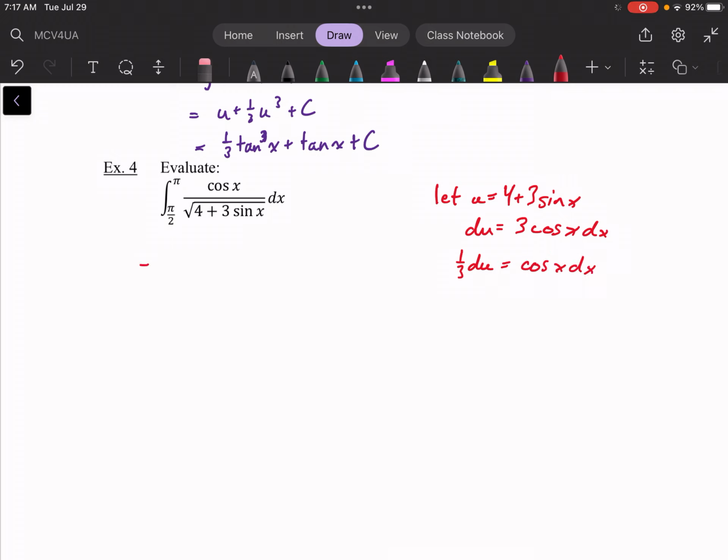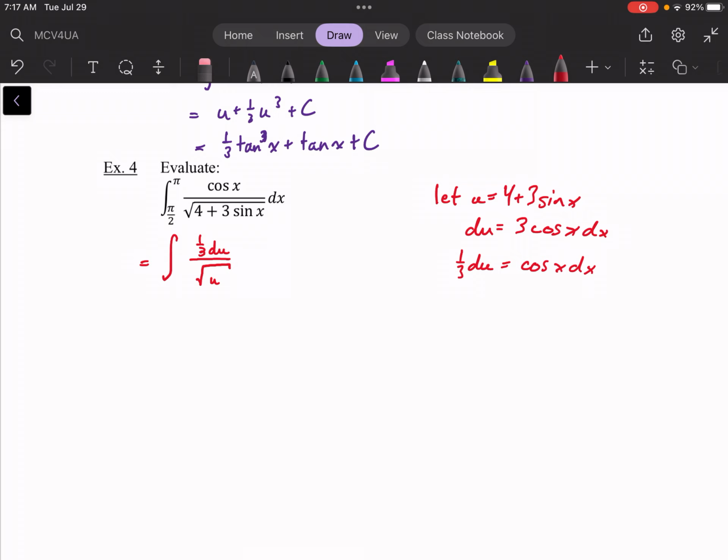And now I'm going to change this integral. I'm not going to write the bounds yet, because the bounds have actually changed. I'm going to show you how this changes. So the cos x dx is just getting replaced by 1/3 du, and the 4 plus 3 sine x is being replaced by u. Okay, now we should write in the bounds, so let's work the bounds out.